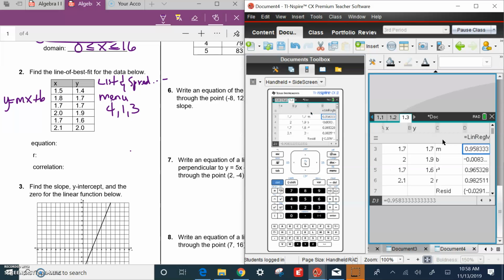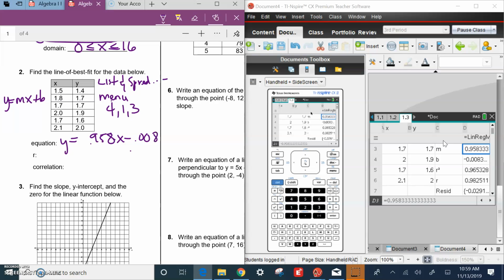There is my slope, my M, so it's right here. Y equals 0.958. Then put the X next to your slope, and then my B is minus 0.0083. So I'm going to put minus 0.008. I'm only going to do 3 decimal places.